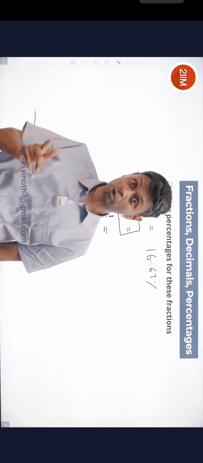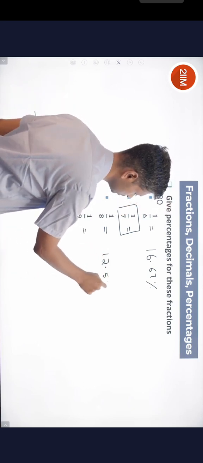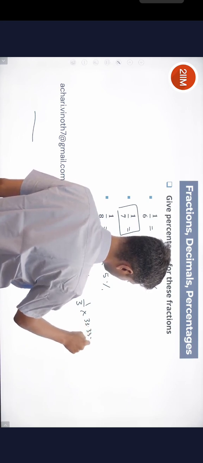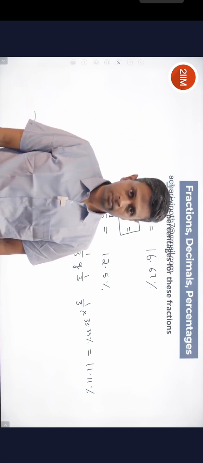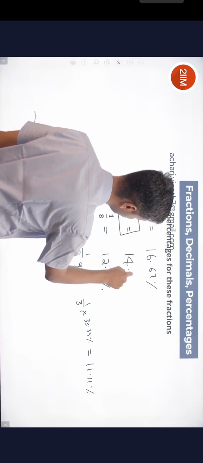1 by 8 is half of 1/4. 1/4 is 25%. This is 12.5%. This is 1/3 of 1/3, or 1 by 3 times 33.33%. So 1 by 6, 1 by 8, 1 by 9 are easy. 1 by 7 is 14.28%.